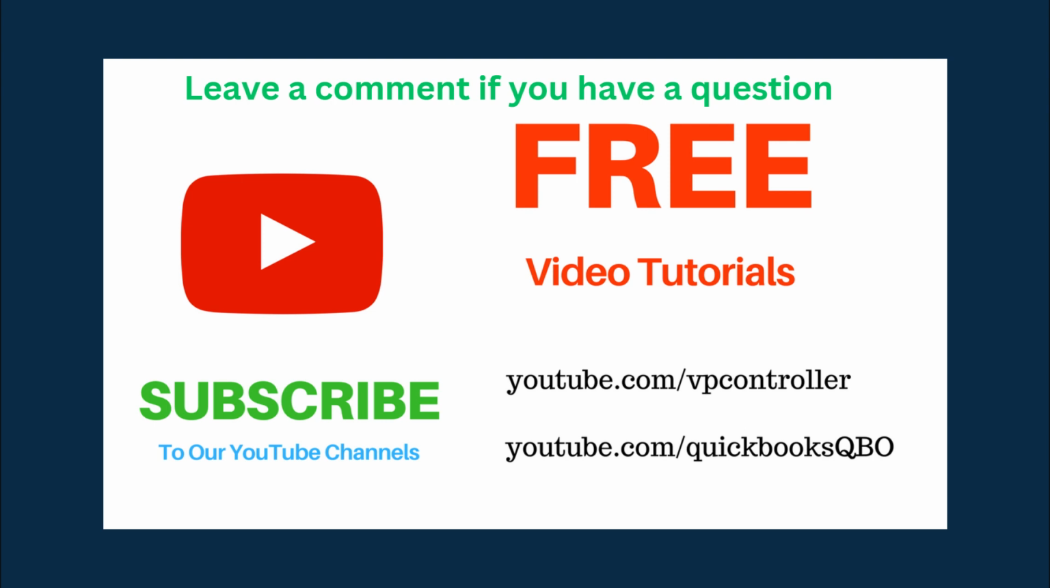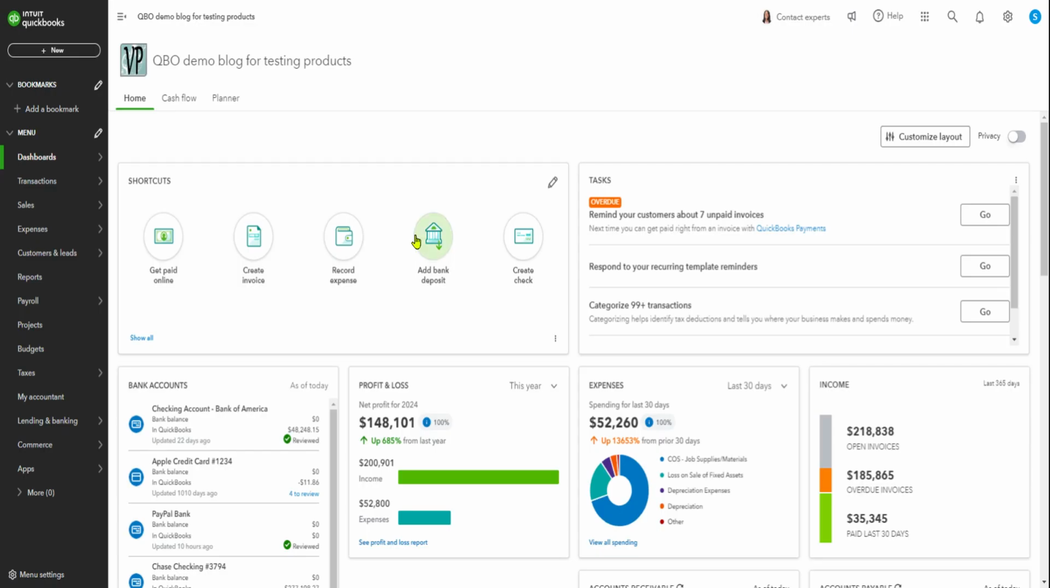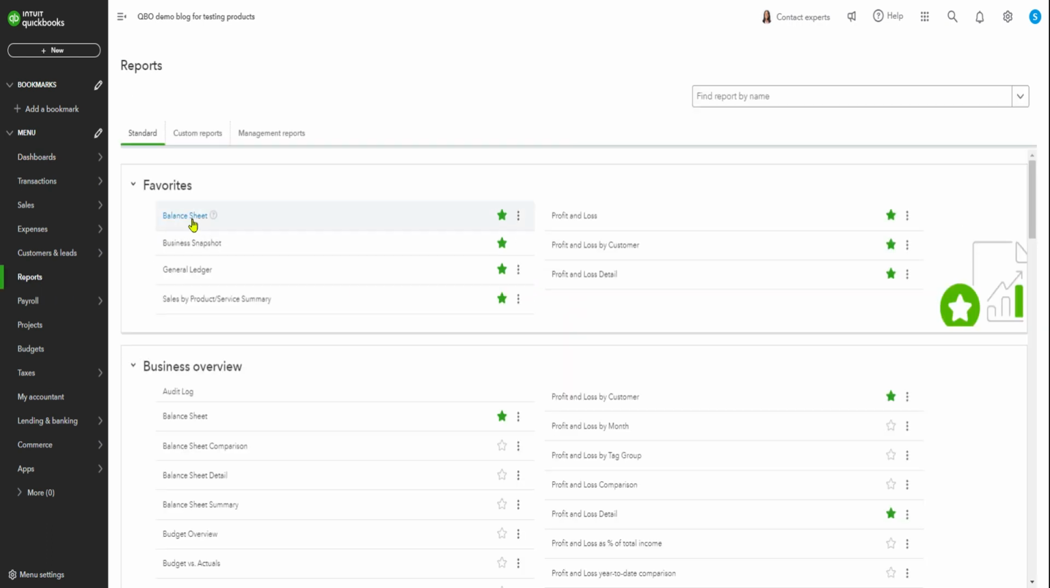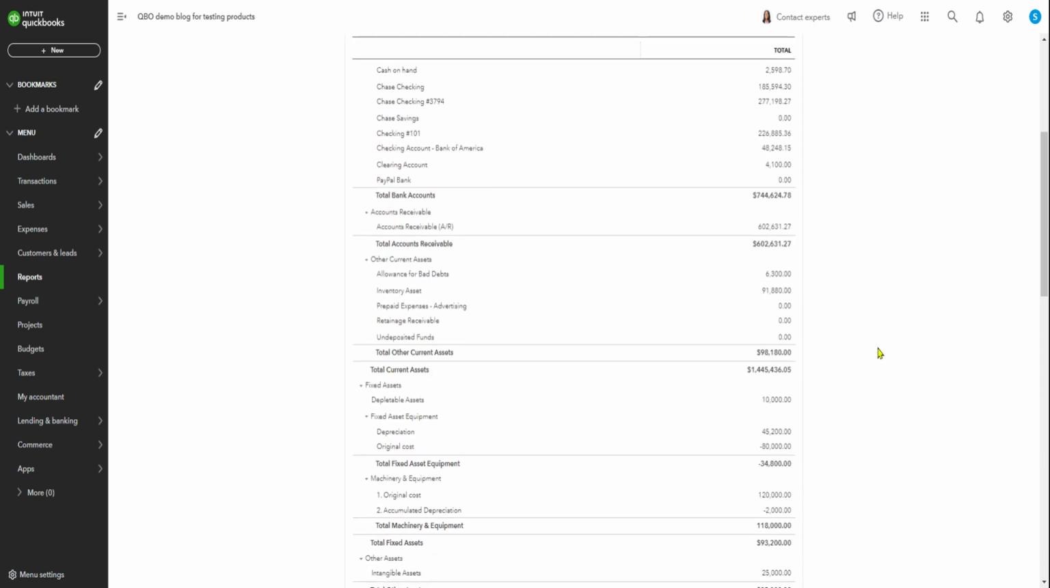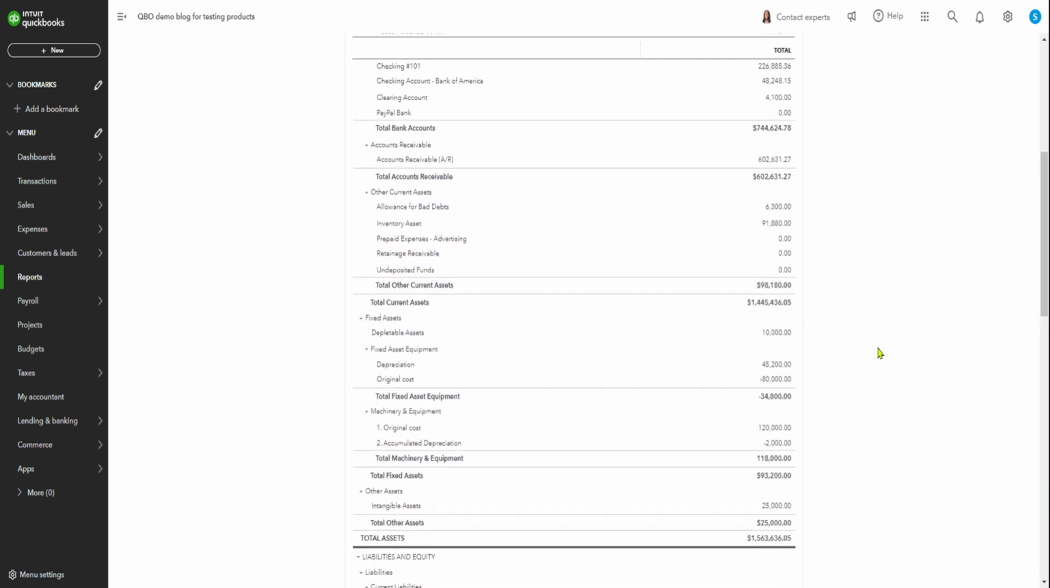Now I'm going to go to QuickBooks Online accounting and show you the balance sheet and analyze a quick ratio. Okay, so now I'm on QuickBooks Online, and you just run the balance sheet report. So here's the balance sheet. This is a demo type. In most businesses, it may look totally different.